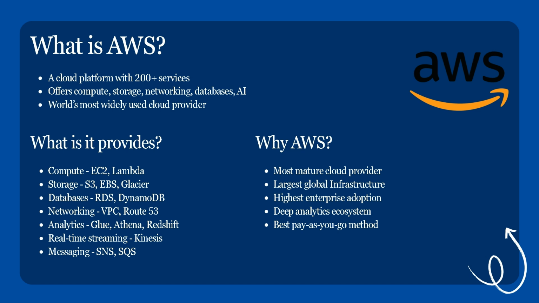So EC2 and Lambda provide compute; for storage, S3, EBS, and Glacier, which is elastic block storage; for database, RDS and DynamoDB; for networking we have VPC and Route 53; for analytics, Glue, Athena, Redshift; for real-time streaming we have Kinesis; and for messaging we have SNS and SQS.